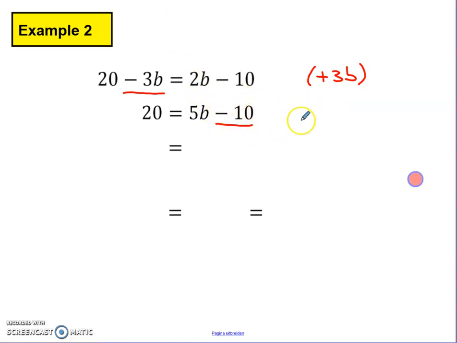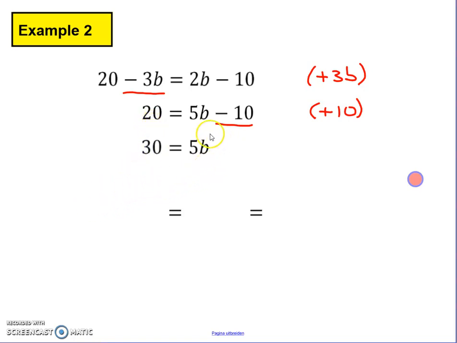He needs to go. And then you think about, what do I need to do? Well, you do the opposite. Minus 10, the opposite is plus 10. And then I'm going to do this on both sides of the equal sign. So, on the right side, minus 10 plus 10, there are no loose numbers left, just only the 5b. On the left side, I have 20 plus 10, that's 30.